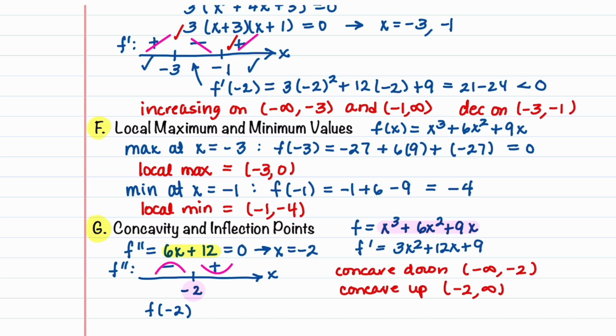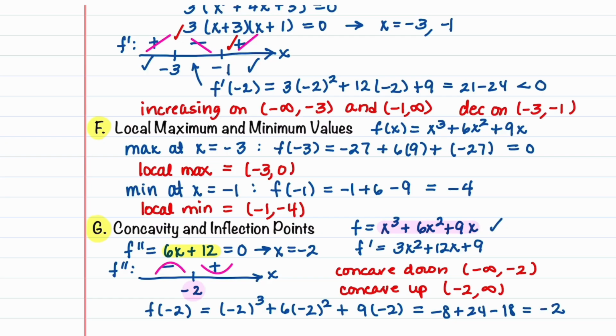Looking up here at our function that I highlighted in pink, we can find f at -2. So this is -2 cubed plus 6 times -2 squared plus 9 times -2. This is -8 plus 24 minus 18, and that gives us a value of -2. So we can say that our inflection point is the point (-2, -2).